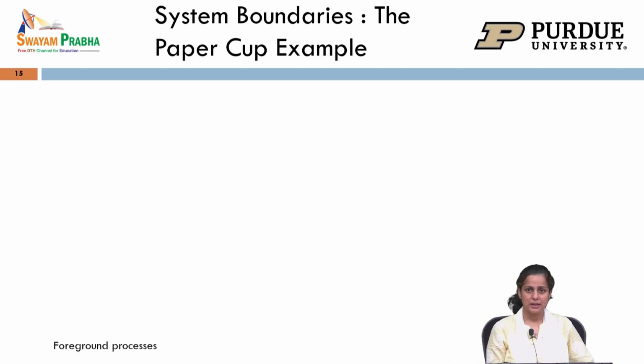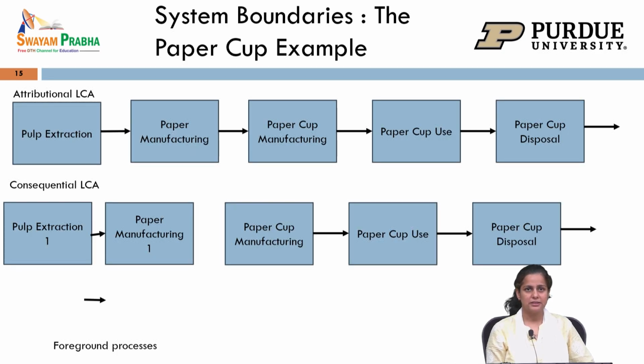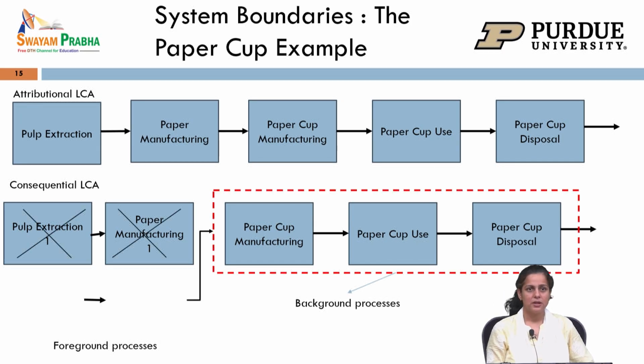So, let us see what the example system boundary will look like. For the attributional LCA, it is very simple. We start with pulp extraction, paper manufacturing, then it goes to paper cup manufacturing, then paper cup use and paper cup disposal. That is the cradle to grave attributional LCA. In the consequential LCA, what is happening is that we are interested in the change in the paper source.